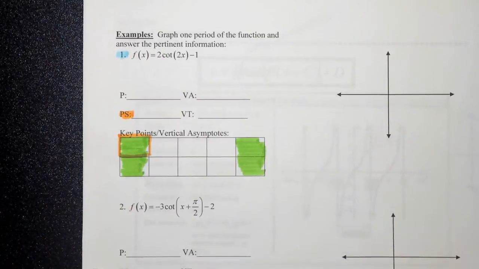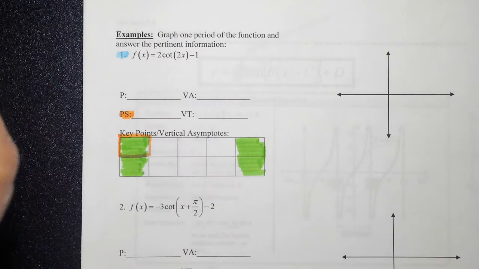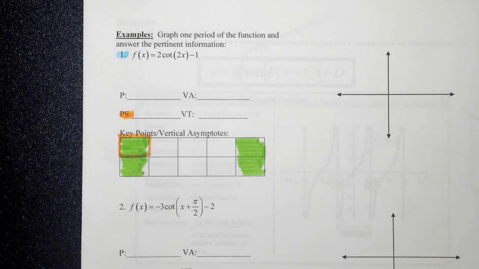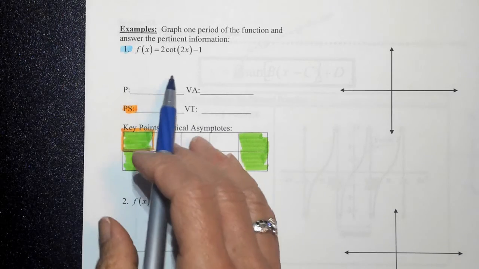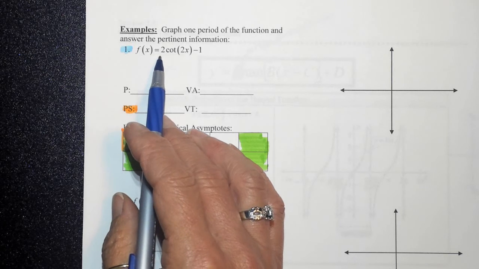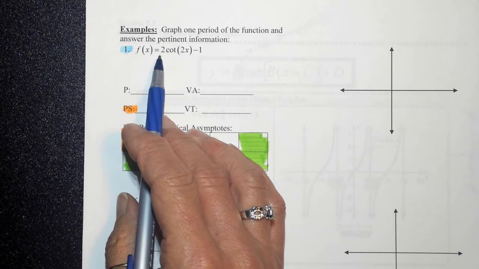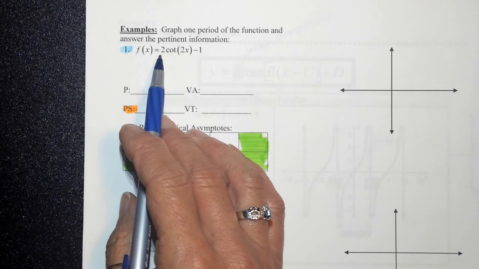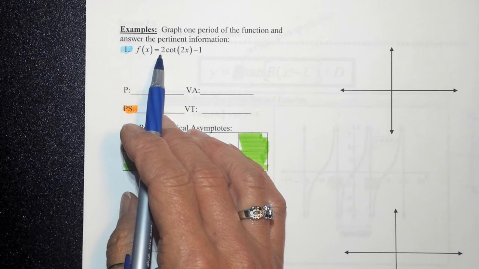Okay, and I've highlighted everything here. So we do have a stretch. We have a d value change. And we also have a period change. So this is good. All right, so what we're going to do is this right here is not an amplitude, but it is a stretch. So we actually have to take this into consideration when we're stretching.